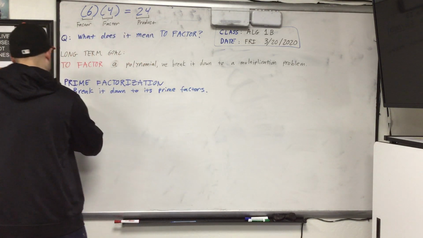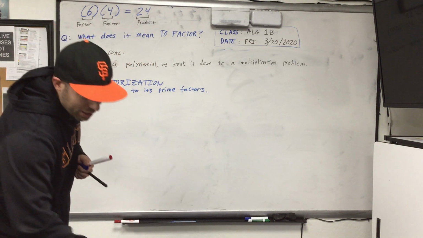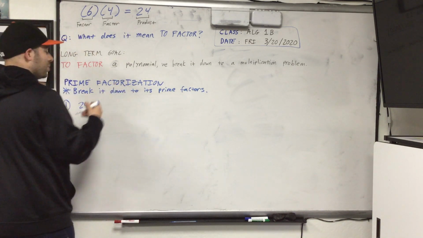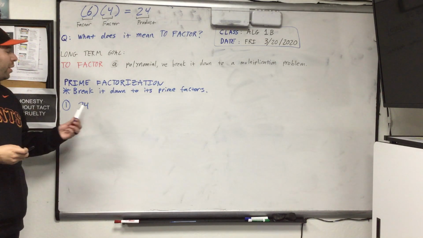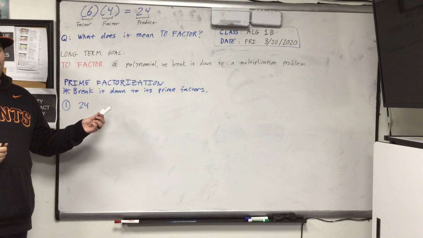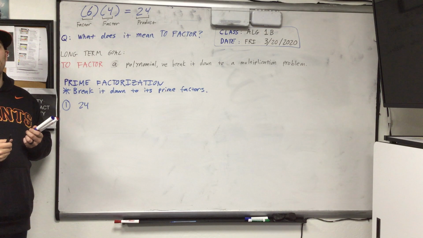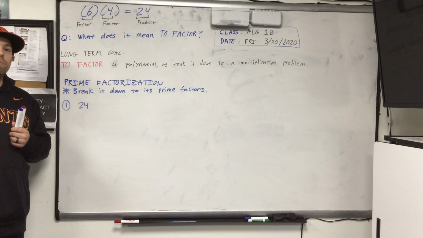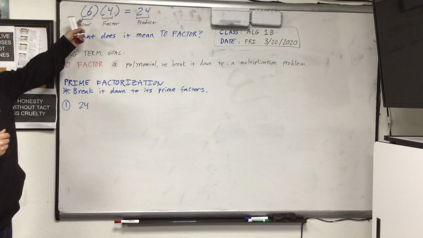So for instance, example number 1. Let's go with 24, like seen up here. So 24, I'm going to do this in 2 ways, by the way. So 24 can be broken down to its prime factors. You make it a multiplication problem until you cannot factor it down even more. Factor until you see the primes. So I'm going to go with what is seen up here.